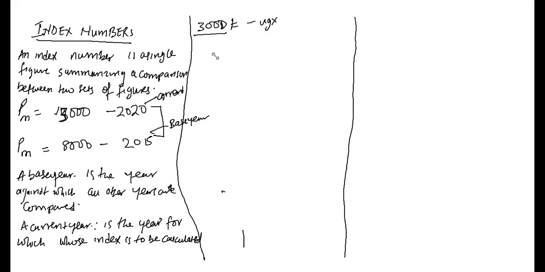Okay, Abigaba Martin wants a review. I've just introduced these definitions, Abigaba, whereby we have an index number as a single number which summarizes the comparison between two sets of figures. And then we have what we call a base year, against which all other years are compared. And in the case of these two examples, the base year is 2015. Then we have a current year. The current year is the year whose index is to be calculated. So for example, my year is 2020.